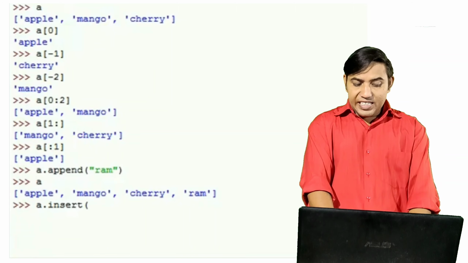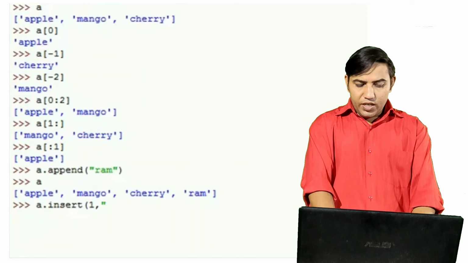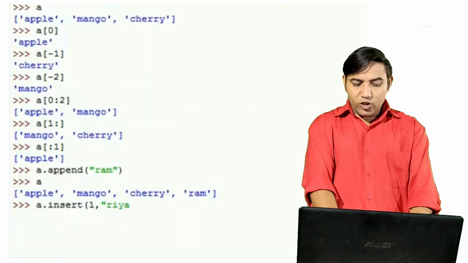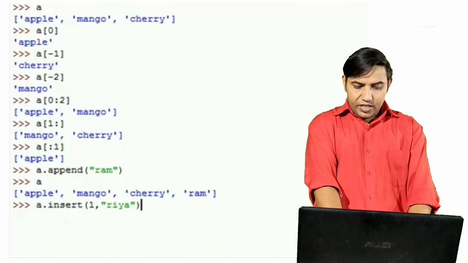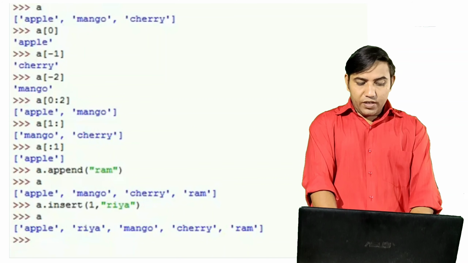Then there is one more function, insert. If you want to insert some values in between your list, you can use the insert function. So the first argument is 1 and then write the name Ria. So yes, Ria is successfully inserted at index number 1.